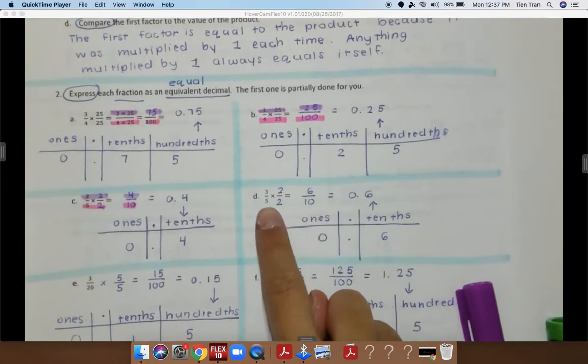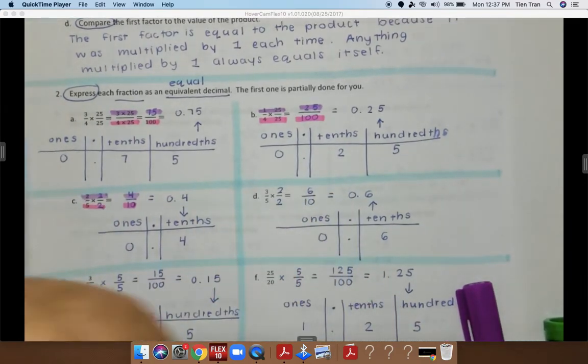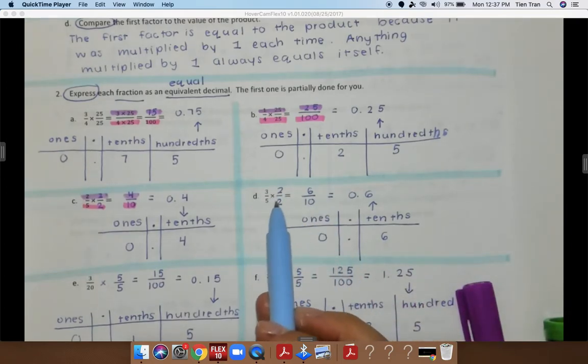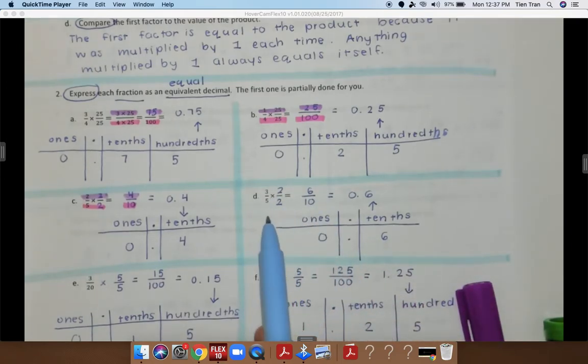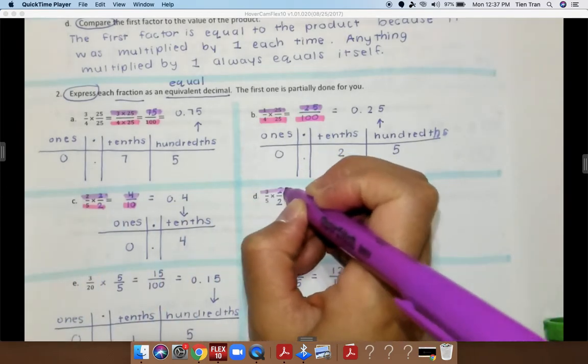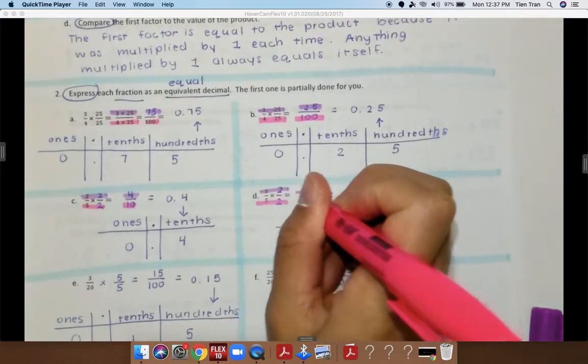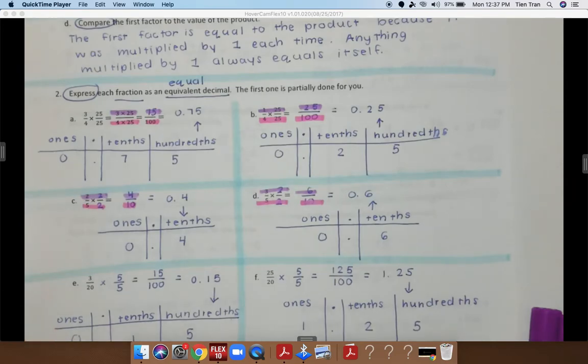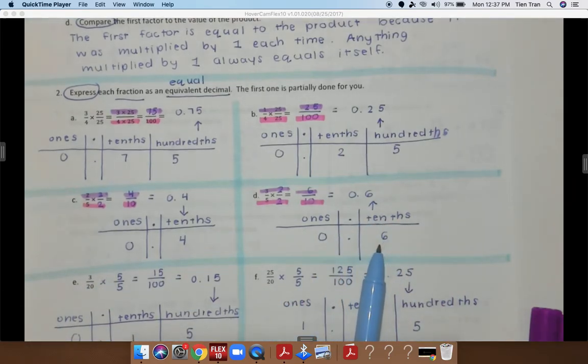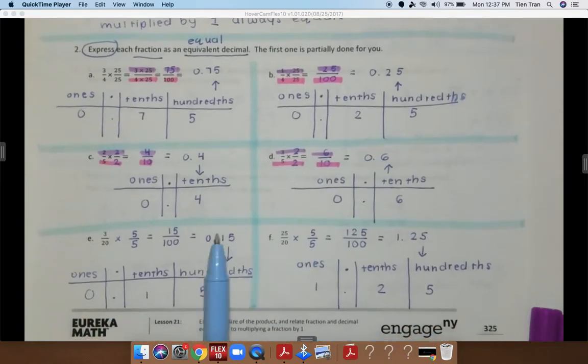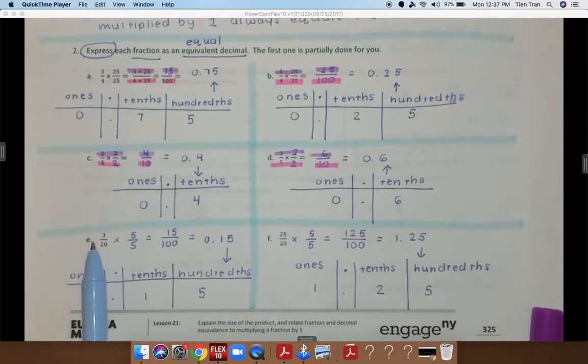Over here we have 3/5 times 2 over 2. I'm multiplying 2 over 2 because I want to get tenths, because that's a decimal place that's close. So we have 3 times 2, which is equal to 6, and we also have 5 times 2, which is equal to 10. So we get 6 tenths. The 6 is in the tenths place, and that's where you see your 6, and the other numbers follow through. Next, we have 3/20 times 5/5.